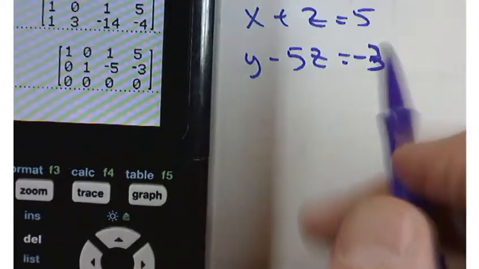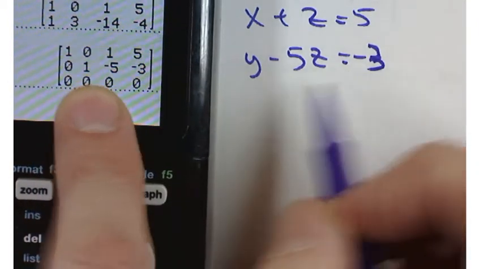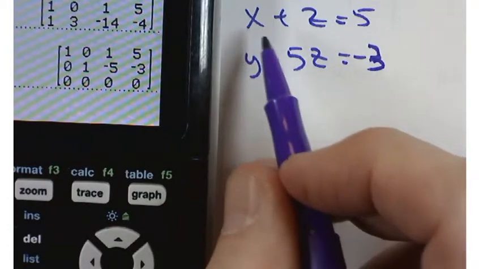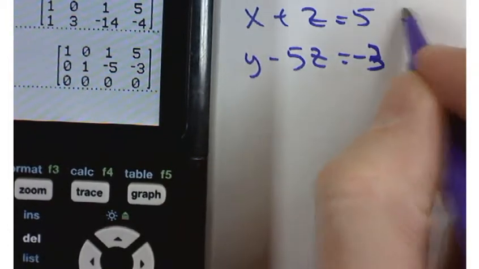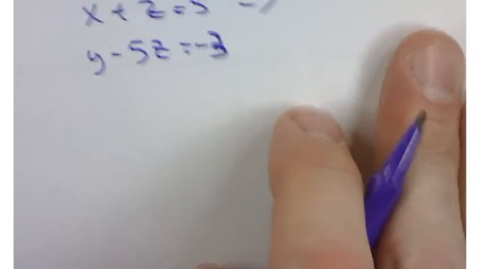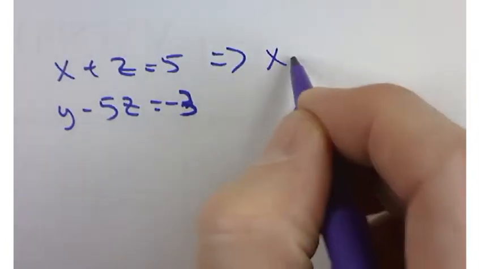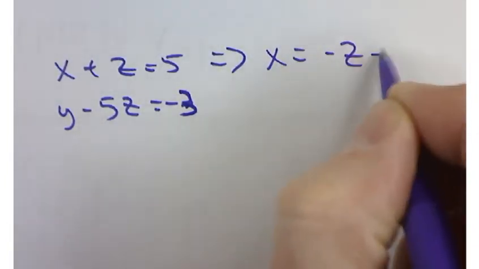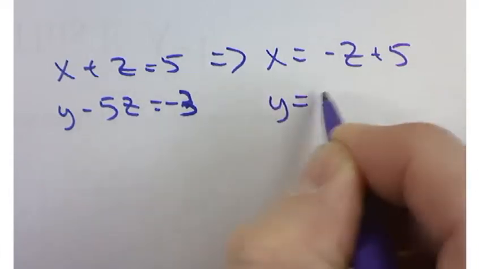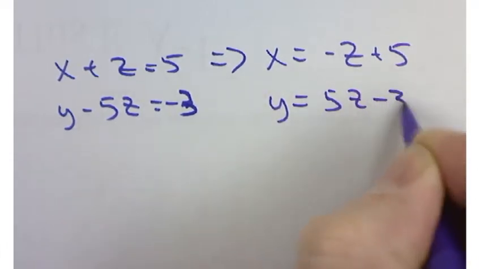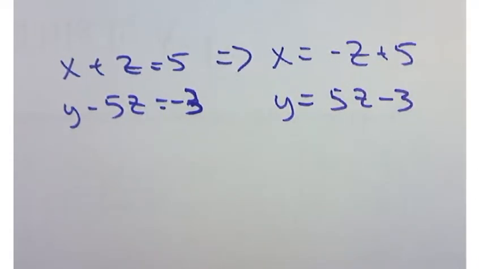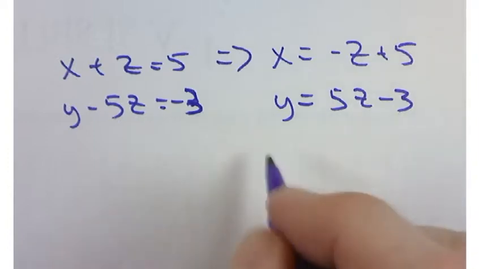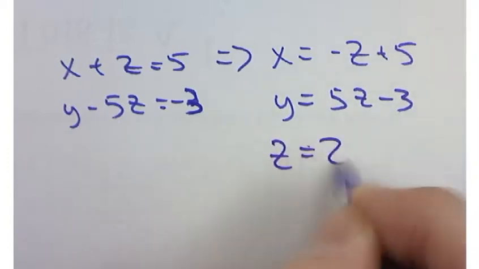But understanding that we've got expressions that involve x and y, we can solve for each of these. So let's do that. This is x equals negative z plus 5, y equals 5z minus 3. The only thing we haven't specified is z. Z can be anything. So we're just going to let z equal z.